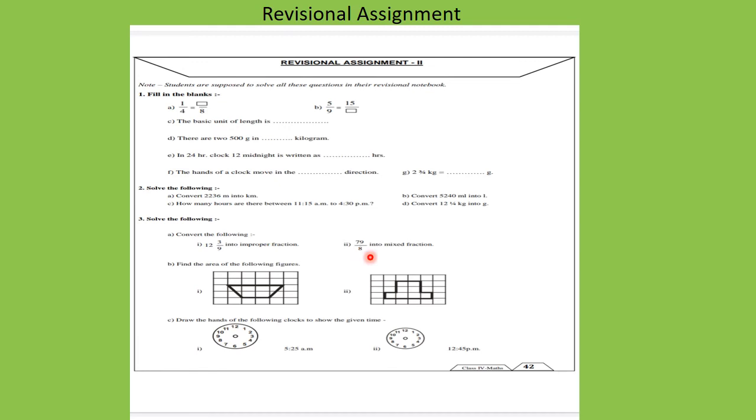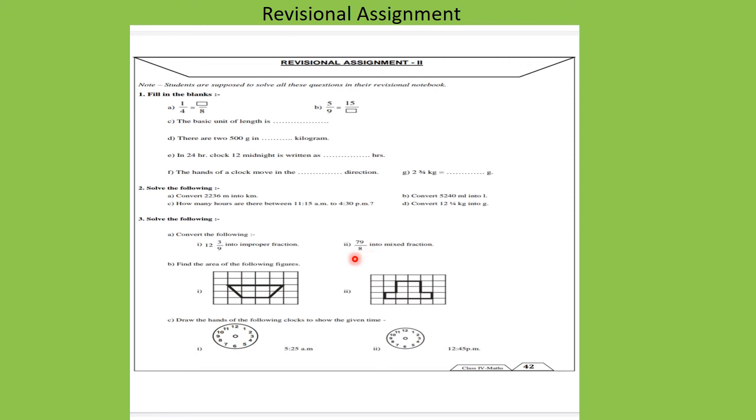Now question number 2 is 79/8. You will have to convert this into a mixed fraction. It is also very easy. You will just be dividing 79 by 8, and the mixed fraction will be written in the form of q whole, remainder by divisor. The quotient will become your whole number, and then remainder by divisor. This will be the way you are going to write down the mixed fraction.